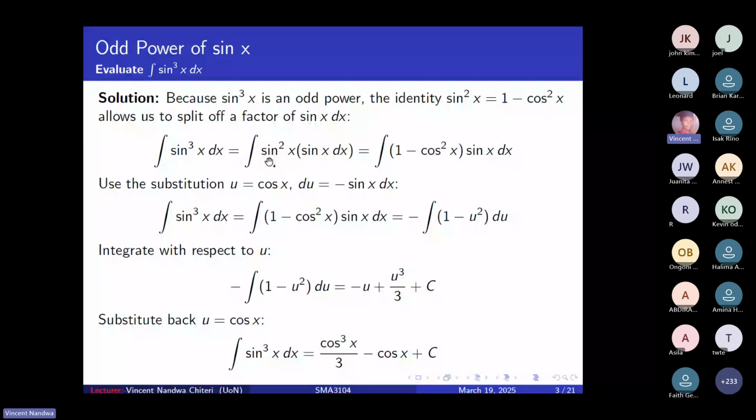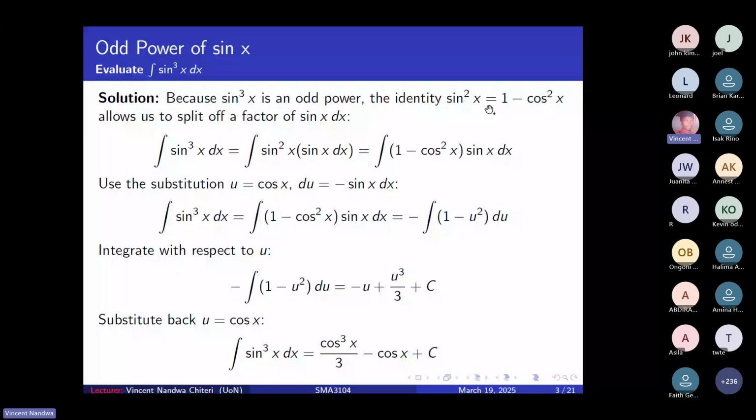So this integral, sine power 3x dx, equals sine squared x sine x dx. Then in place of sine squared, you replace it by 1 minus cos squared x, and the other part remains sine x dx. So we have not changed the integral, it's exactly the same integral, but now we are making use of this identity to express the integral in a form which is simpler to integrate.